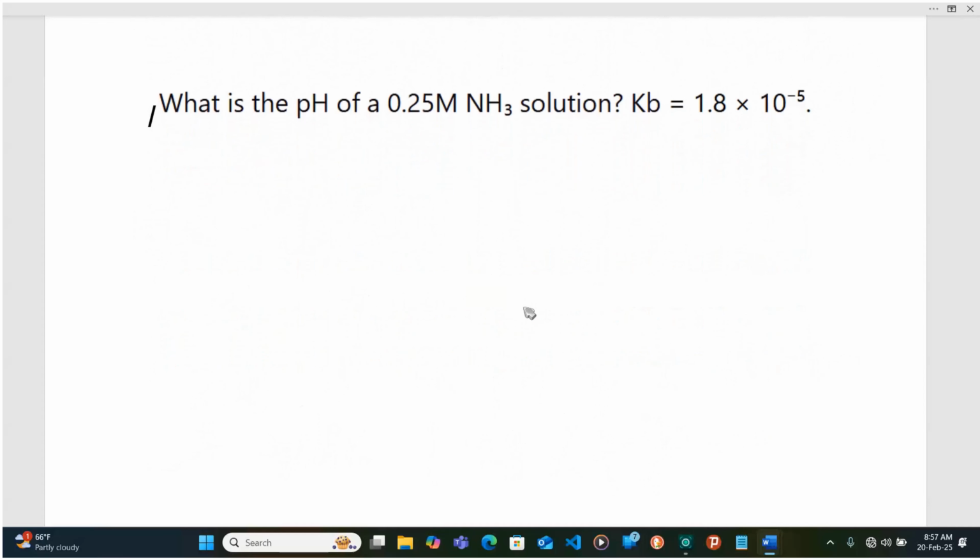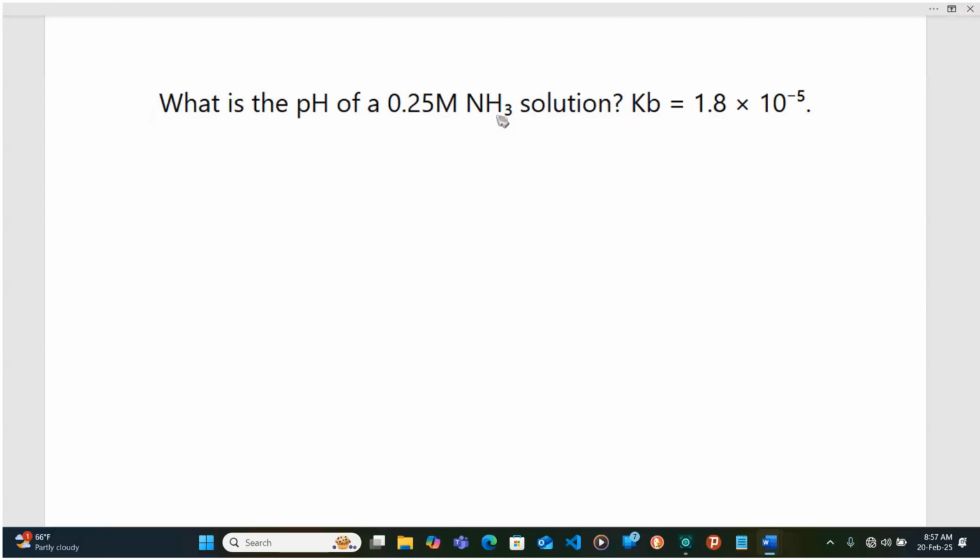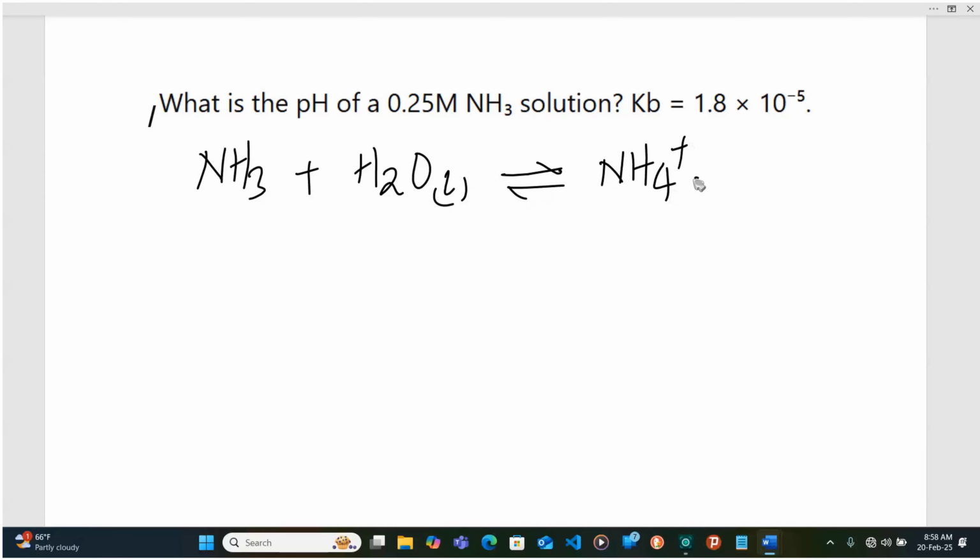Let's look at this problem. What is the pH of a 0.25 molar ammonia solution? Kb, that is the base dissociation constant, is 1.8 times 10 to the power negative 5. So we know ammonia also partially dissociates in water to form ammonium ions and hydroxide ions. So I'll get ammonia dissolved in water, and I will form ammonium ions and hydroxide ions.